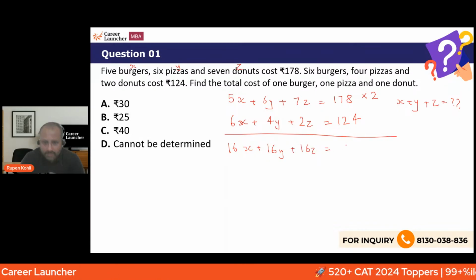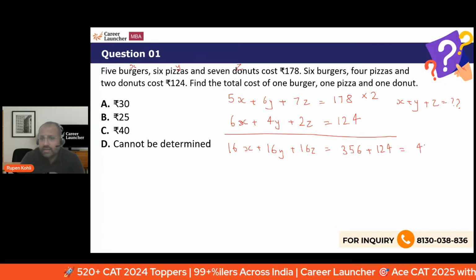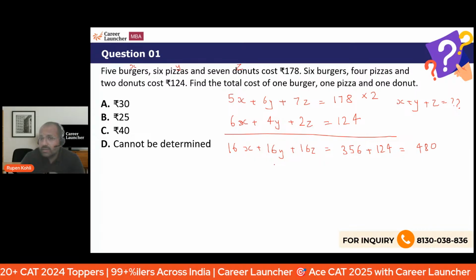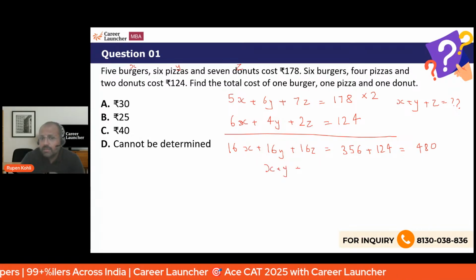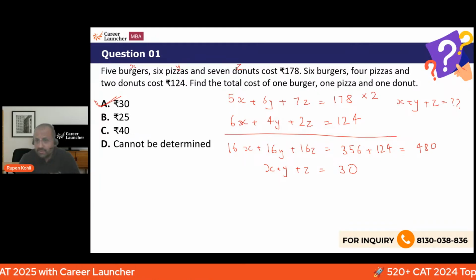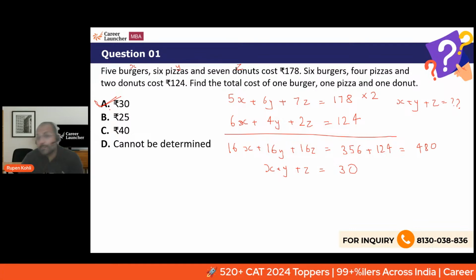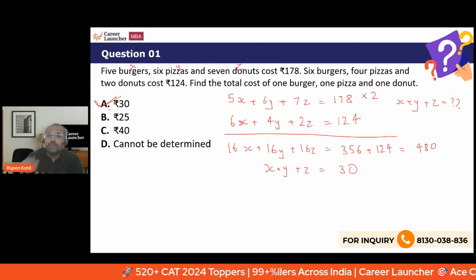So double of 178, 356, plus 124, that adds up to 480. Perfect. 480, 16 into 30. So our value of x plus y plus z is coming out to be 30 rupees, right? Option A. So that's how we can sometimes, as you can see over here, get to the desired result despite not being able to solve x, y, z individually.